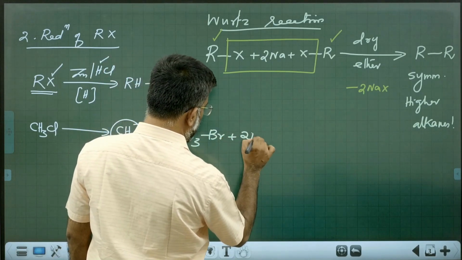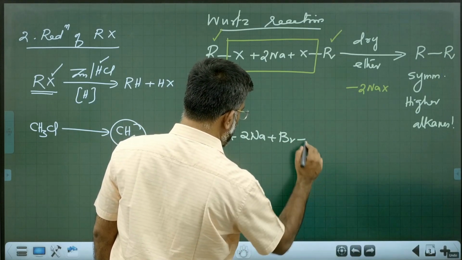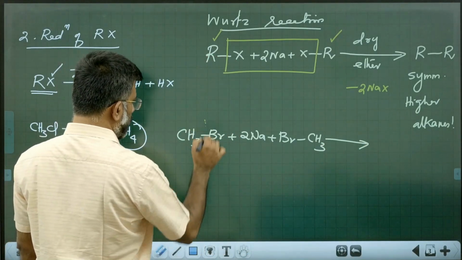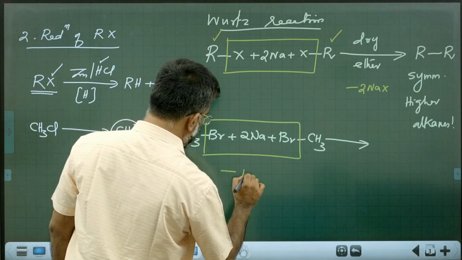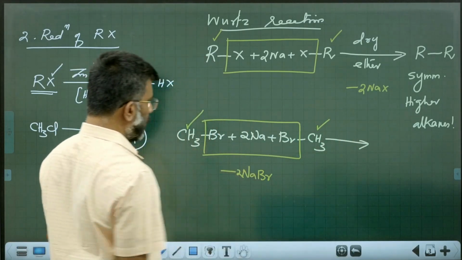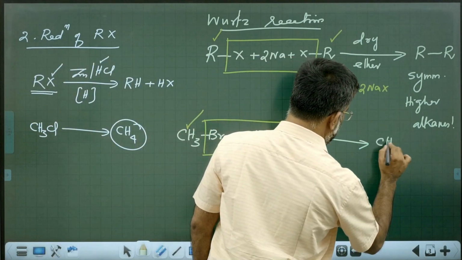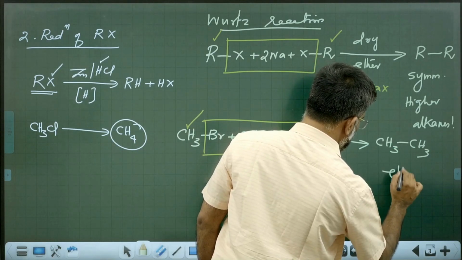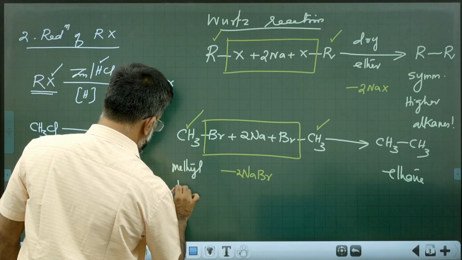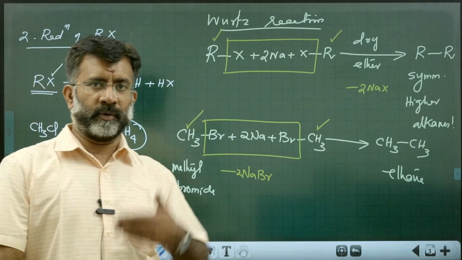For example, if you take CH3Br treated with metallic sodium, we can write two molecules to understand the reaction. The reaction happens in presence of dry ether. It is going to cleave like this, two molecules of NaBr out. And this CH3 will couple with that CH3, and the product obtained will be CH3CH3. You get ethane. You started with methyl bromide, and we got ethane.